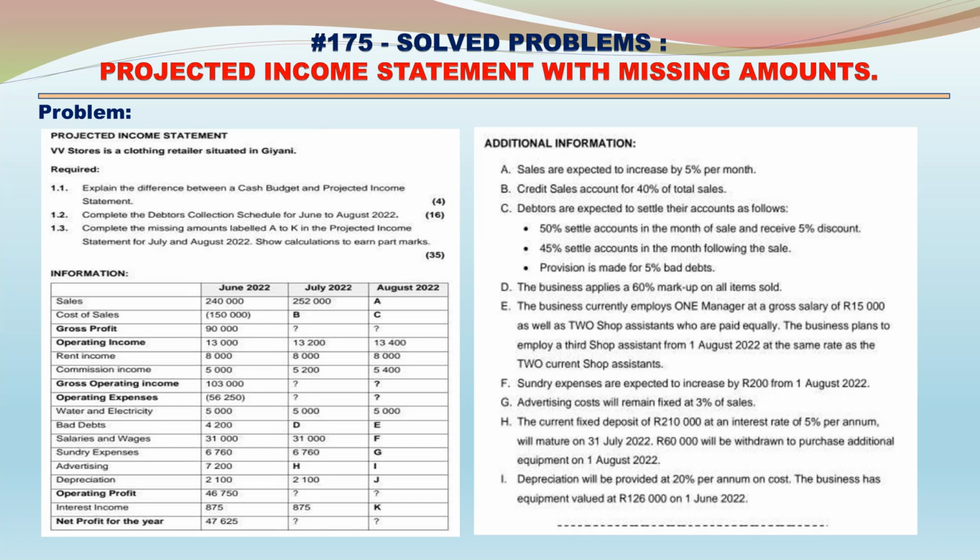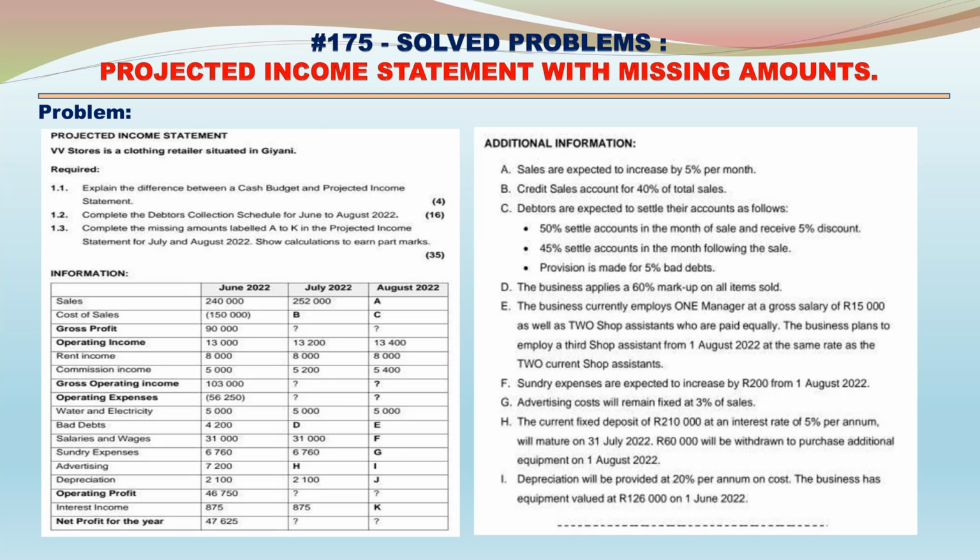Depreciation is 2,100 for June, 2,100 for July. For August, J we have to find out. Operating profit is 46,750 for June, and for July and August we need to find out after obtaining the missing figures A, B, C, D, E, F, G, H, I, J. Interest income is 875 for June, 875 for July, and for August K we need to find out. Net profit for the year is 47,625 for June, and July and August we need to find out.